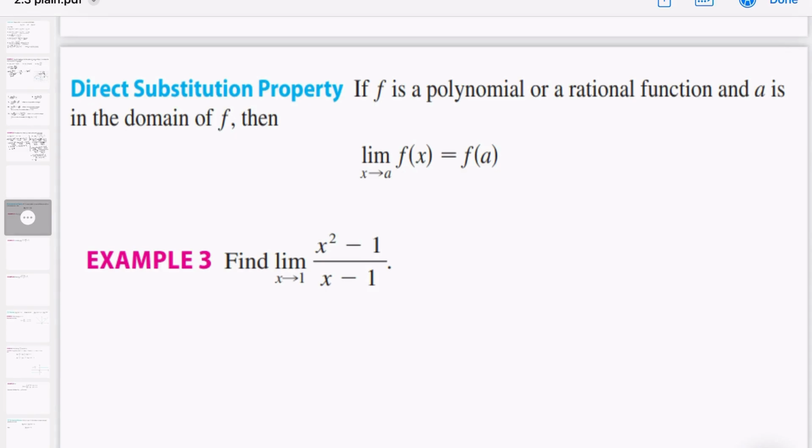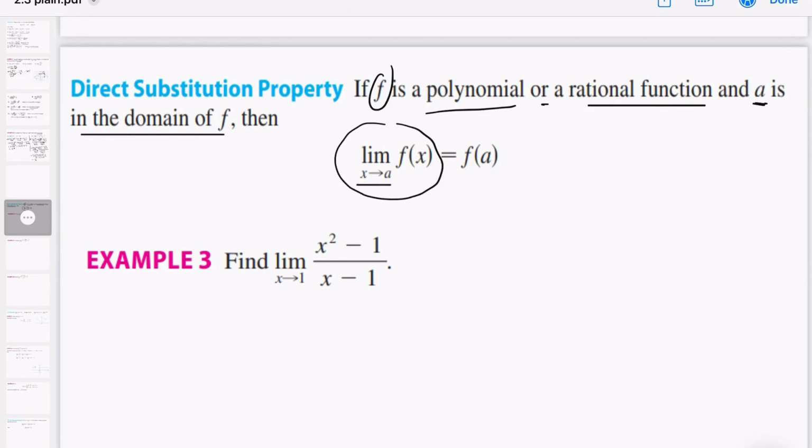Here is the direct substitution property. If f is a polynomial or a rational function and a is in the domain of the function f, then the limit of the function f of x as x goes to a is just equal to f of a. It's just like a direct substitution, if a is in the domain of the function f, if it's a polynomial or a rational function.